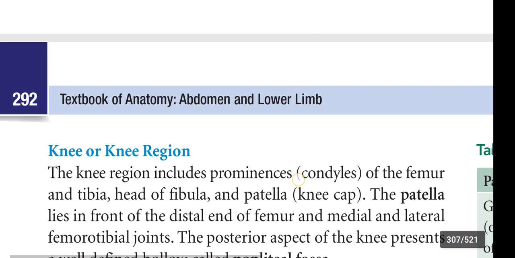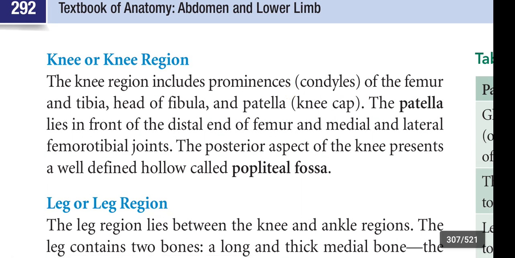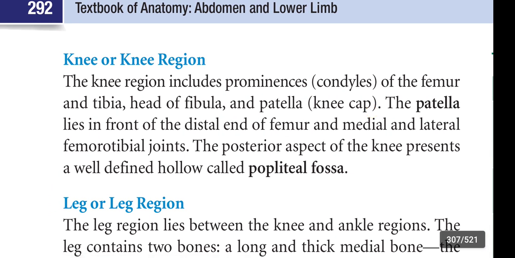Next, knee region. The knee region includes prominences or condyles of the femur and tibia, head of fibula and patella, also called kneecap.